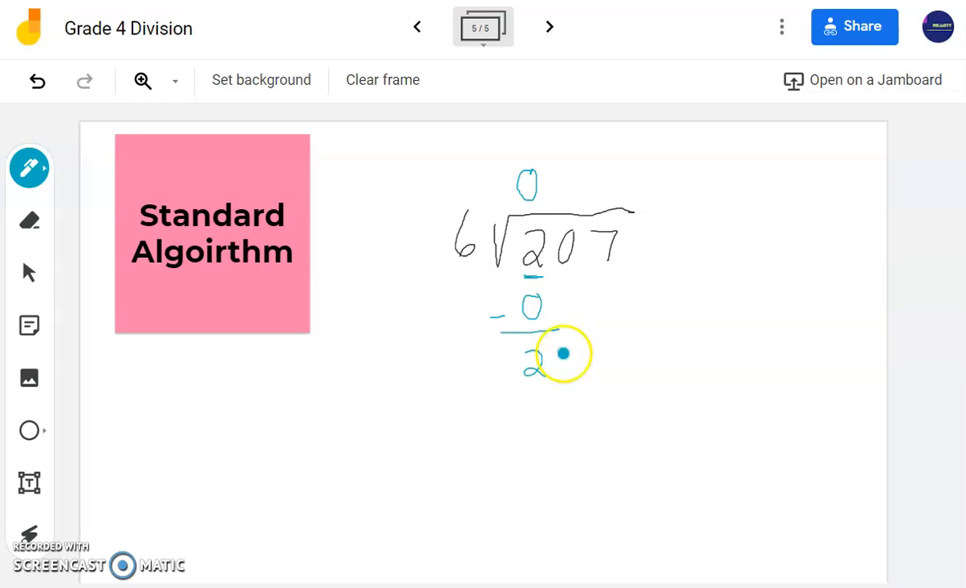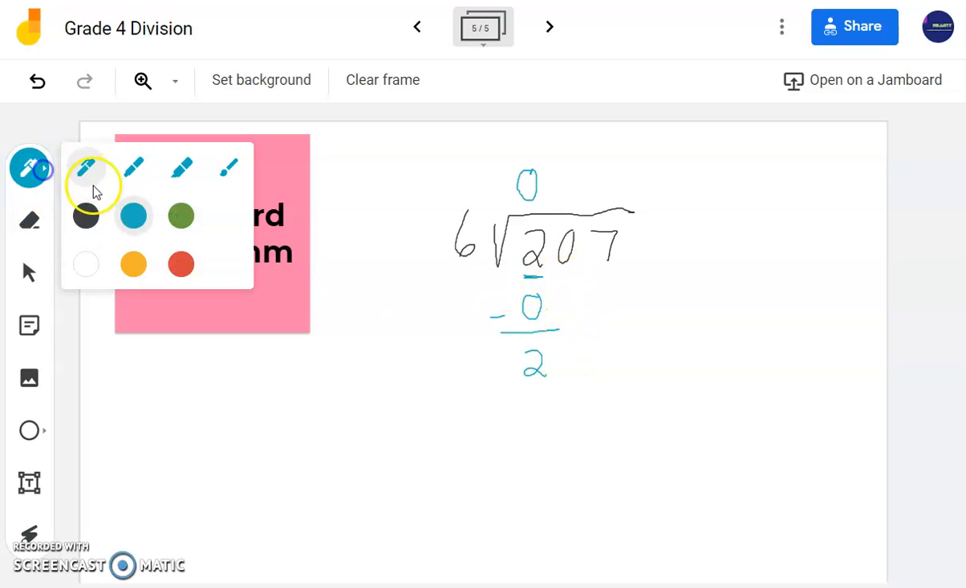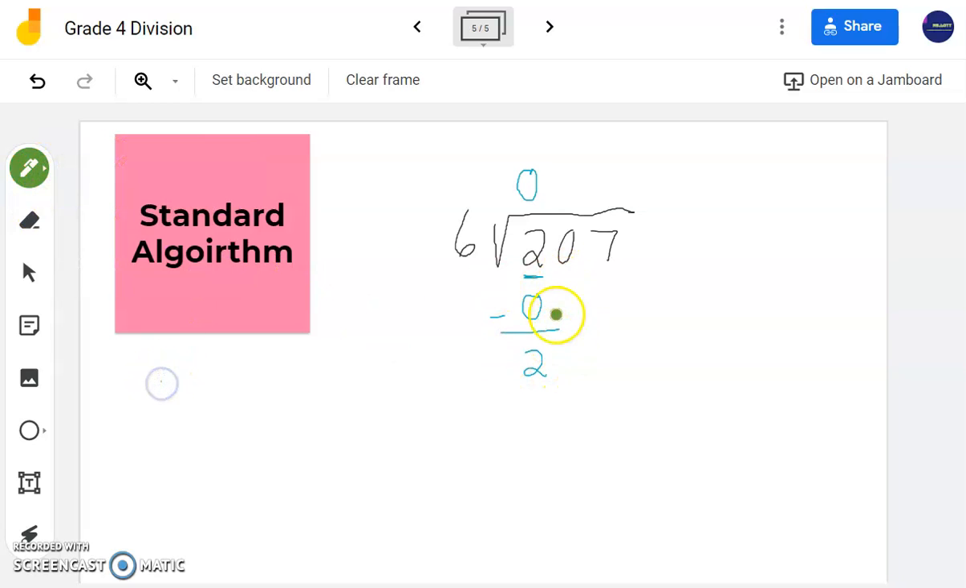Now, I'm getting close, but notice I have another digit. So I'm going to take this digit by digit. Instead of using zeros to fill in that space, I'm going to use an arrow. I'm going to take it one digit at a time. So if I bring down this arrow, I'm bringing down that digit. So I'm bringing down this 0. So now I don't just have 0, I have the number 20.